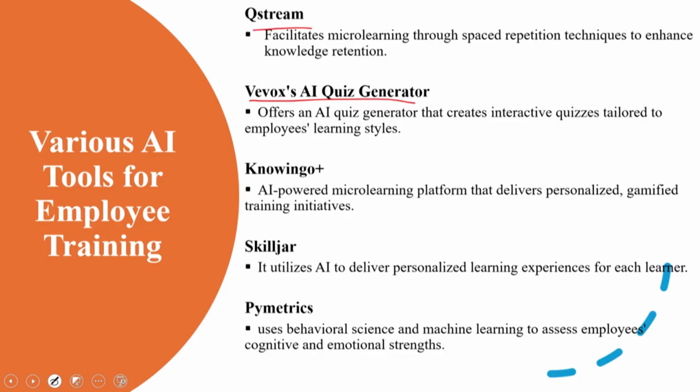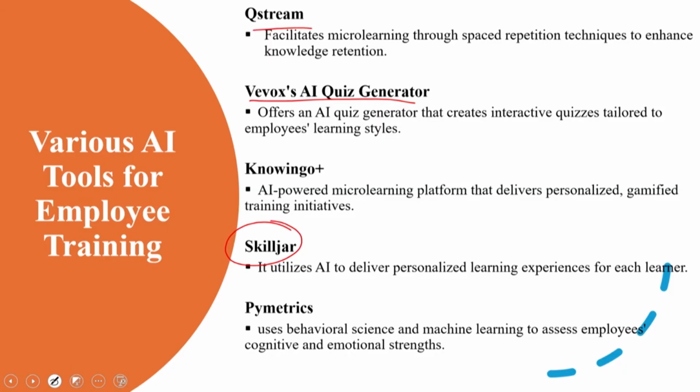KnowingGo Plus is yet another important tool. It's an AI-powered micro-learning platform that delivers gamified training initiatives. The benefits include adaptation to employees' knowledge needs with custom game boards and related assessments. Another significant facilitator would be SkillJar, pretty popular, a functional learning management system that personalizes the learning experience for each user. It enhances employee onboarding and ongoing education through tailored content delivery.